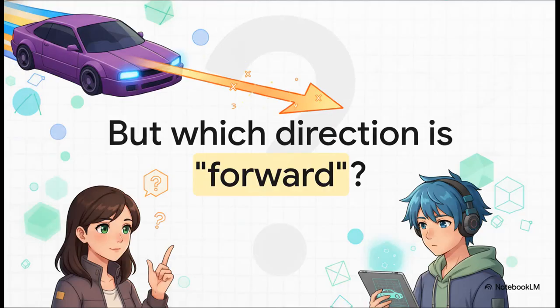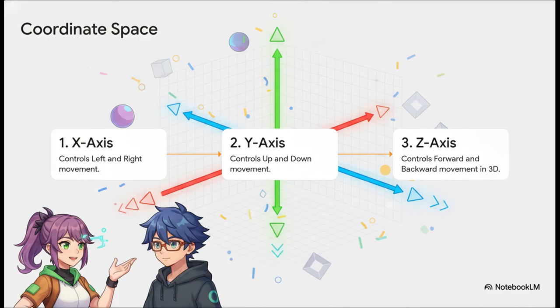Okay, so we're ready. We're going to use Transform.Translate to move our car forward. But hold on. That brings up a really important question. What does forward actually mean to a computer? It doesn't know what forward is in the real world. We can't just tell it, go that way. We have to be incredibly specific and give it directions using a language it understands, which is a coordinate system. And that language is Unity's coordinate space.